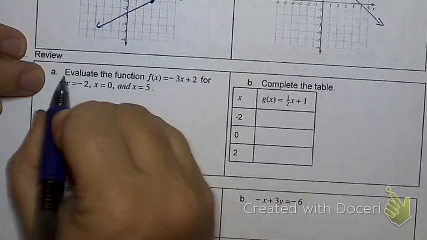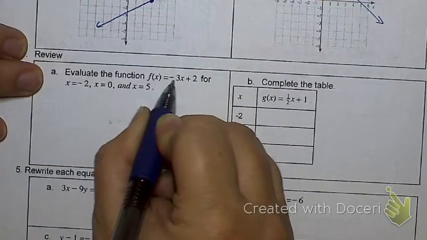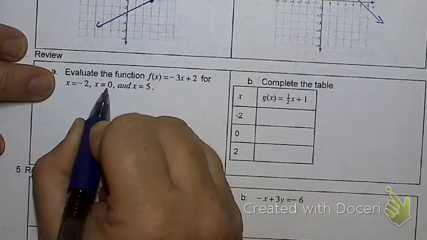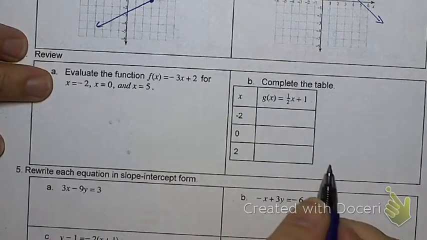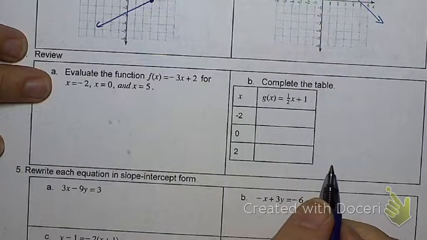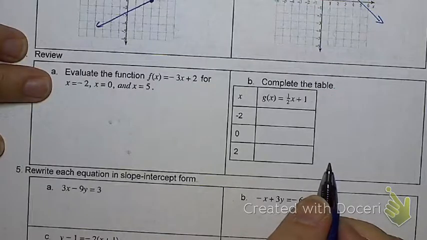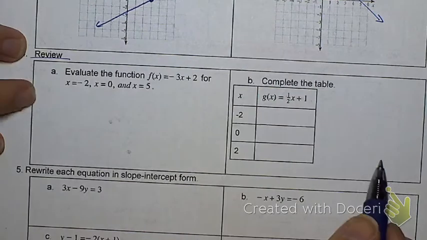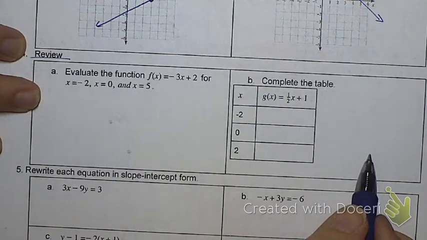Okay, evaluate the function f of x equals -3x plus 2 for x equals negative 2, x equals 0, and x equals 5. What is that problem asking me to do? Remember, this is review. This is from a module or a chapter a long time ago. It's asking you to plug in values.